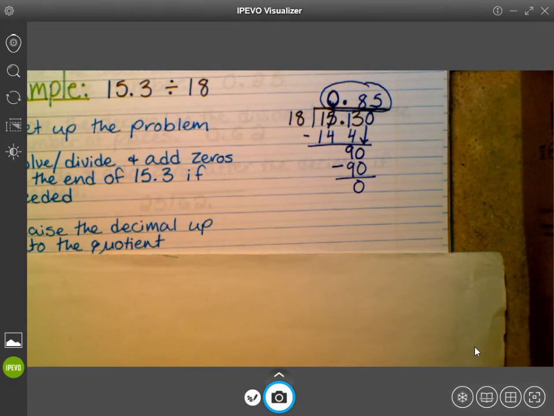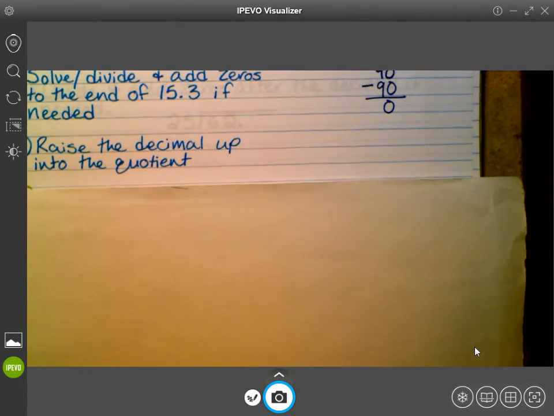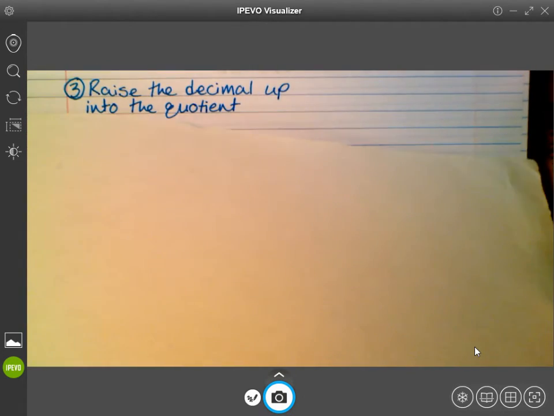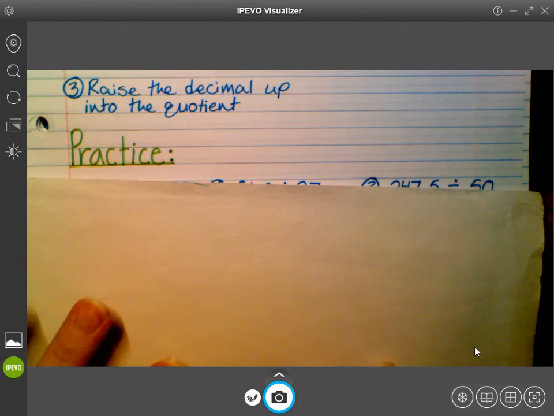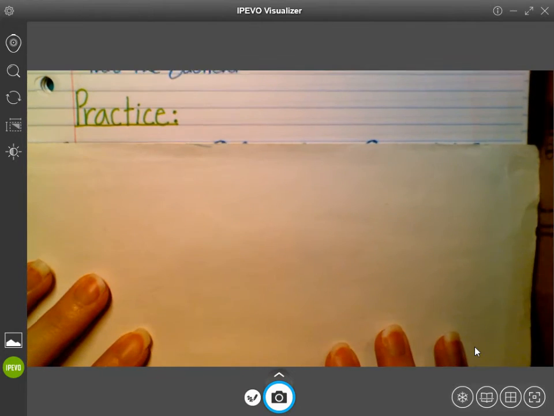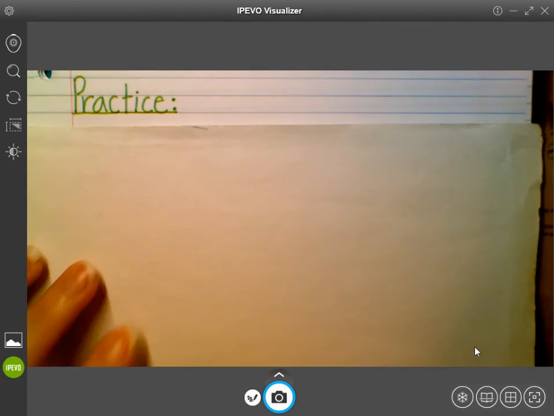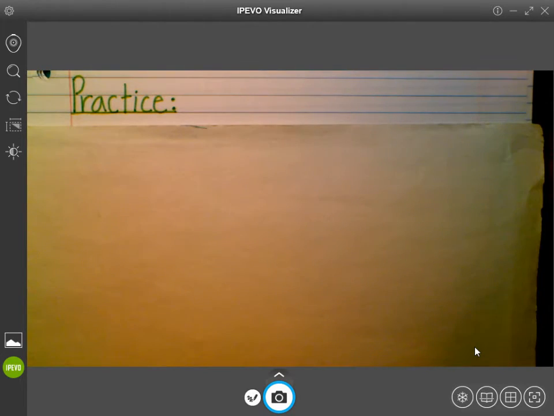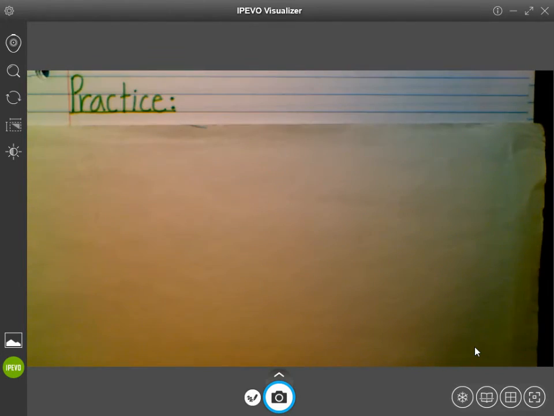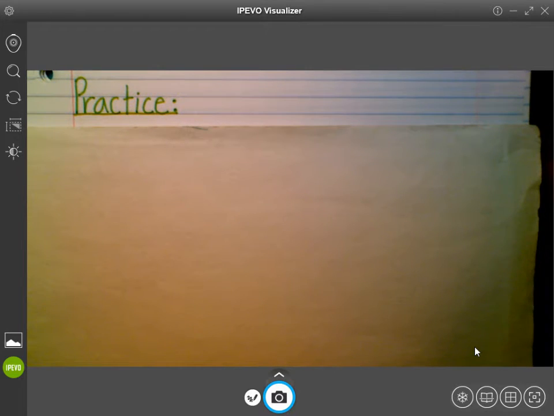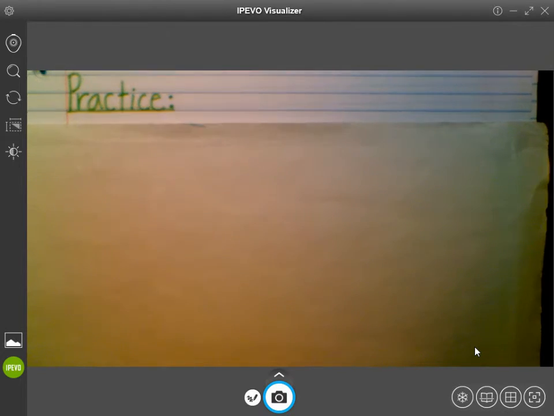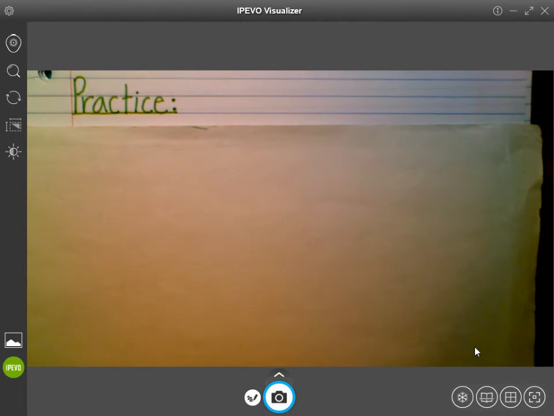Okay. What we're going to do next are some practice problems. So practice, we have 3 practice problems. So go ahead, label your practice section. In 5th grade, my reminder to you is when you are setting up these practice problems, make sure you're extending that line up above the dividend a little longer than the number, so that if you add zeros, you're still covered by that line. Okay.